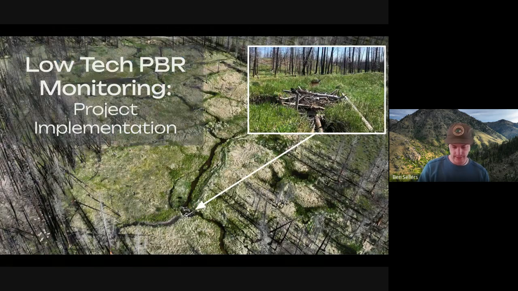So here is just a visual of what some of these projects look like. This is a post-assisted log structure in a high elevation meadow. This PAL structure is blocking off flow and helping keep water up on the landscape and create more inundation for longer in the spring.